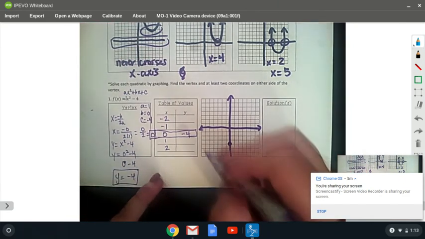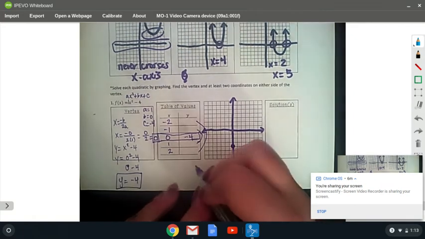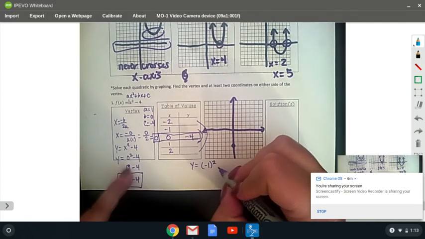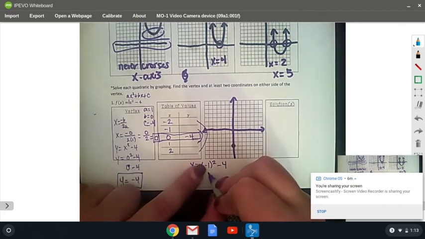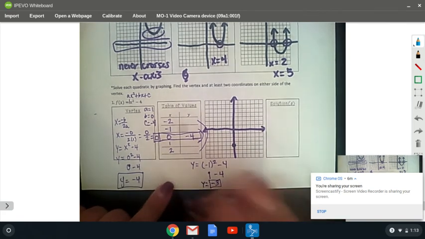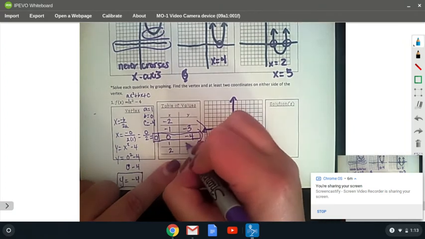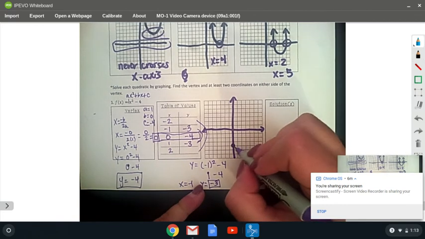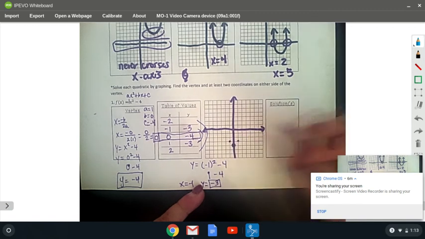So let's try to find, and remember it's a mirror image, so these should be the same, and these should be the same. So let's plug in a -1 and see what we get. So I'm just plugging in a -1 to my original equation. So -1 squared is a +1 minus 4, that's a -3. So y is -3 when x is -1. So -3 is here. That means it would also be here because of the mirror image. So I'm going to go ahead and graph that. So 1, -3, -1, -3.